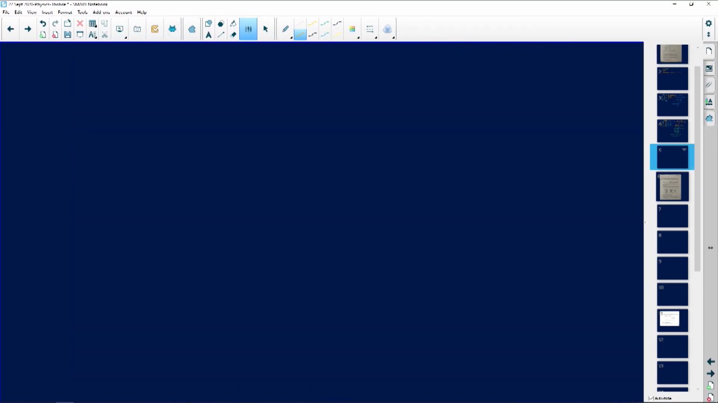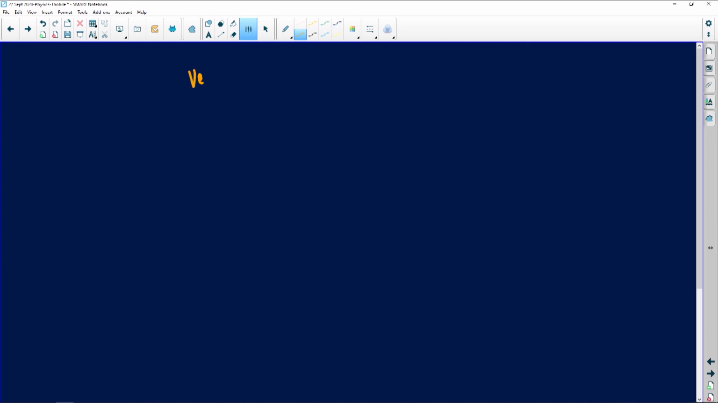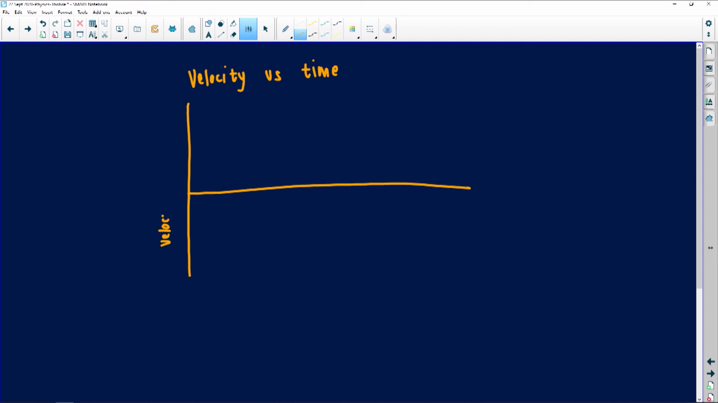So first things first, it is a velocity versus time graph. Velocity versus time. Remember to use a sharp pencil. We're going to have a line going like that, a line going like that. Avoid having lines move in that direction. Now, on this side, we are going to have velocity. Now, remember, velocity is measured in meters per second. Here we're going to have time on this line. Remember, time is measured in seconds.